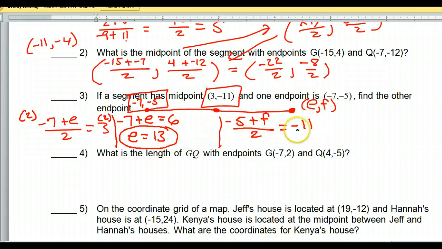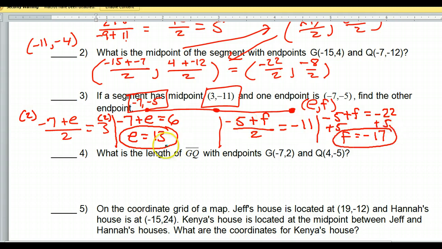Over here, if I multiply by 2 on both sides, that's going to give me negative 5 plus f is equal to negative 22. If I add 5 on both sides, that's going to give me f is equal to negative 17. So that's why the coordinates of this other endpoint will be 13 comma negative 17.